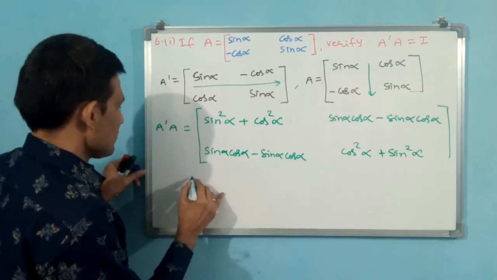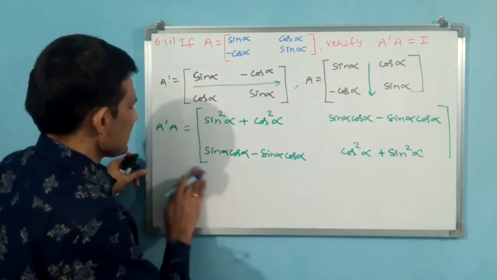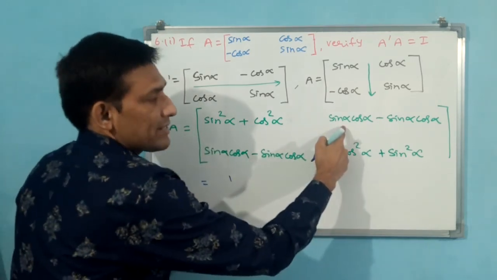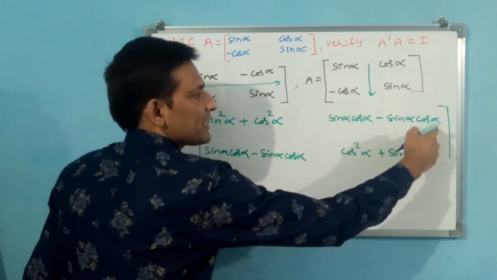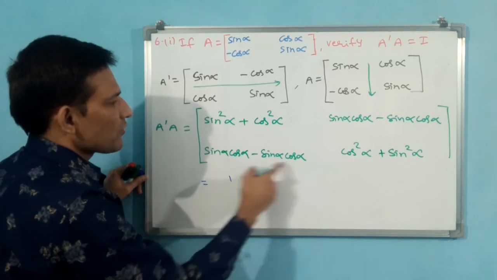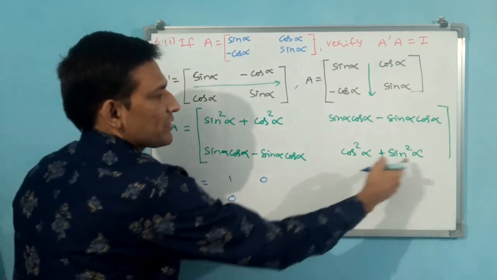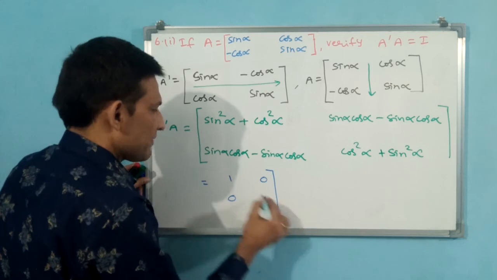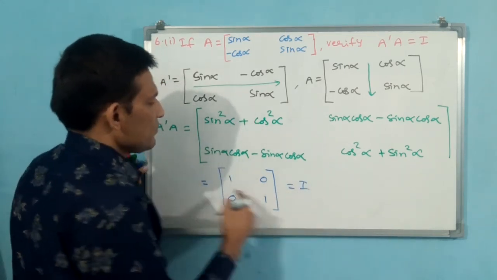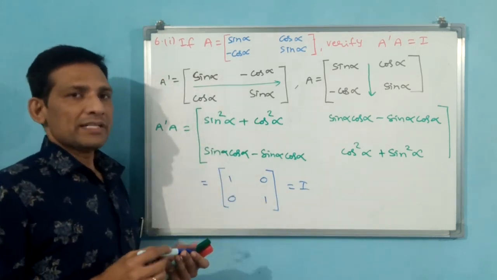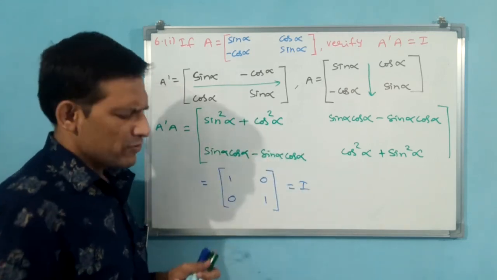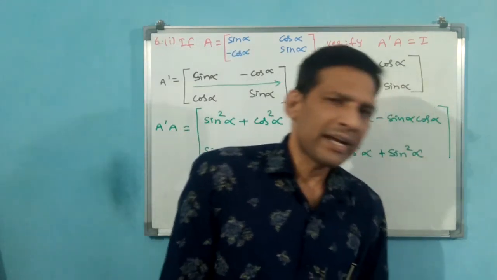Now you write A. You need not write this one, you write it like this. Now sin square theta plus cos square theta is 1. Minus sin theta cos theta minus sin theta cos theta, both are going to get cancelled, 0. Sin theta cos theta minus sin theta cos theta, both are going to get cancelled, 0. Cos square theta plus sin square theta is 1. Alpha is there, but I am saying theta because we are habituated to theta. This is also I, you see 1001. You understand now? Now we have verified. You write verified or proved, whatever you want. Both are correct, not wrong.